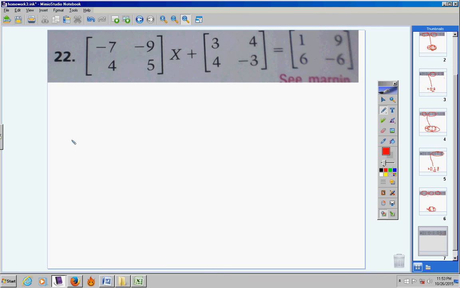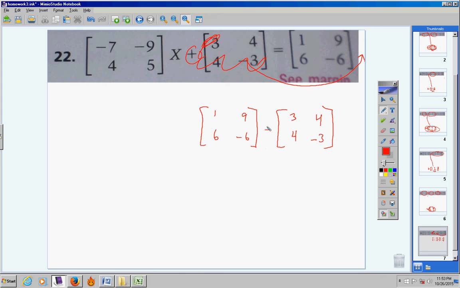Once again, a carbon copy of the last problem. So see this matrix right here? I'm going to write it right here: 1, 6, 9, negative 6. And I'm going to take this matrix here, it's a positive matrix, and bring it over right here and make it negative. So now I have negative. And then this matrix here, 3, 4, 4, negative 3. So I'm going to subtract these two matrices.